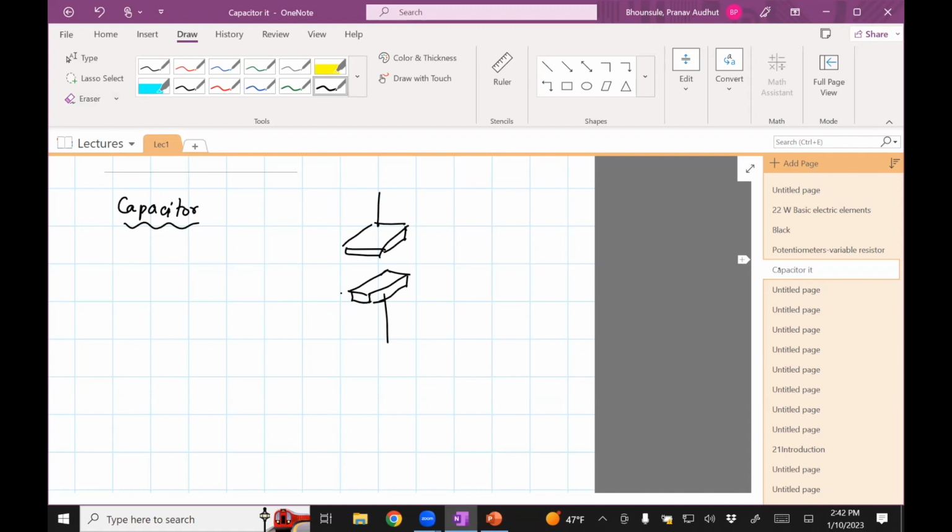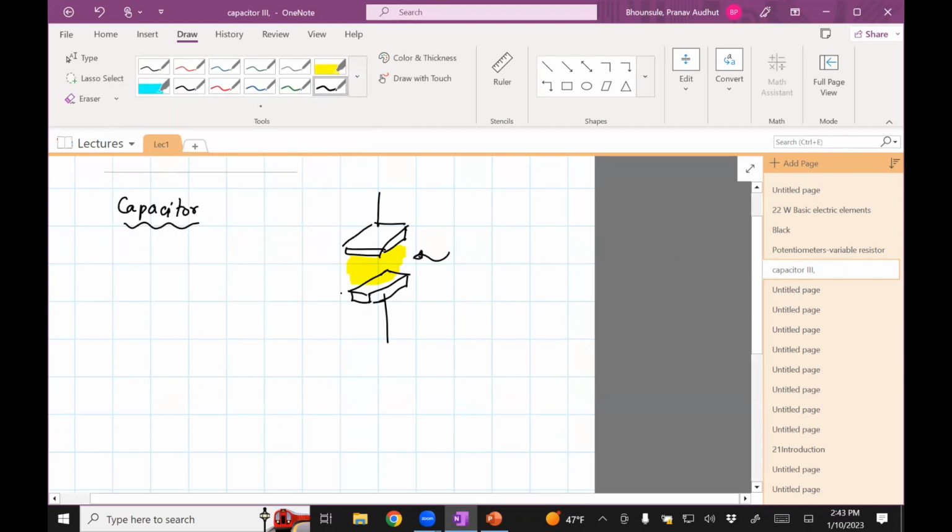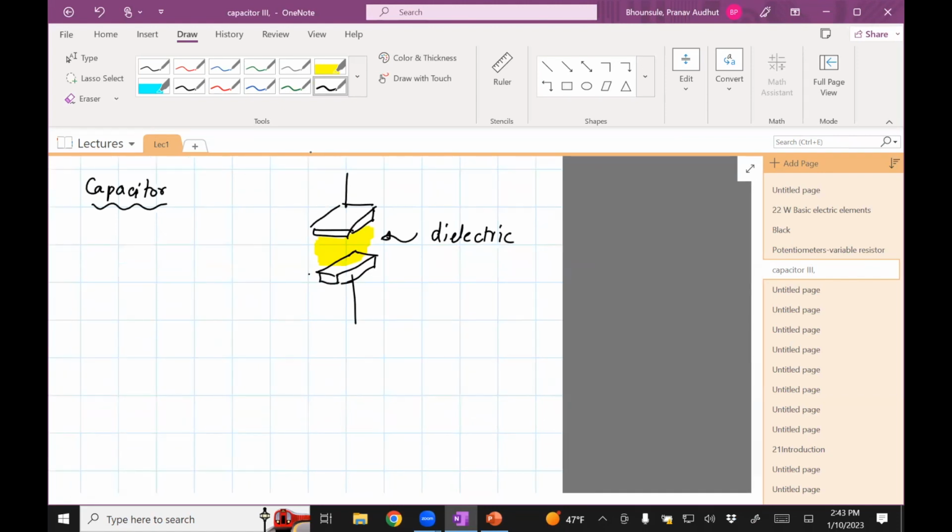But then they have what is known as a dielectric material, an insulator. So an insulator doesn't conduct electricity. It's called dielectric material. Okay, so what happens is, this is the wire.